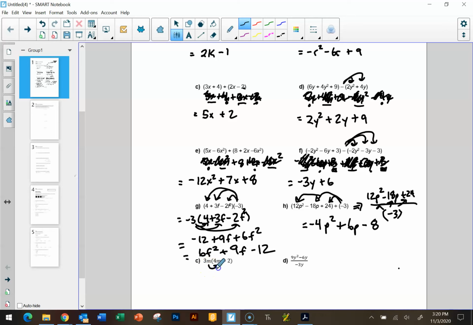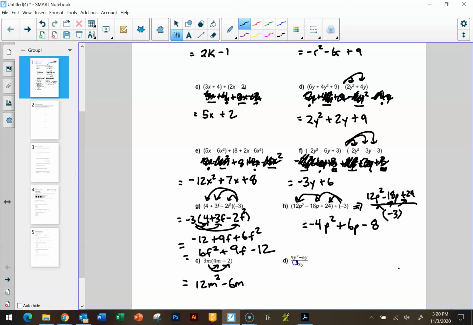The last one here, just remember to distribute. So that's going to be 3 times 4 is 12, and m times m is m squared. And then for the second term, we've got 3 times negative 2, so that's a negative 6. And there's an m, no m over there, so we just have to leave the m.